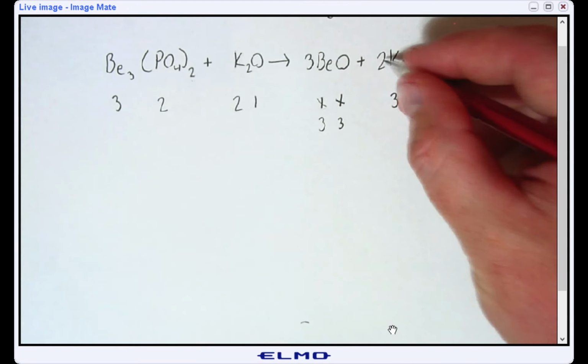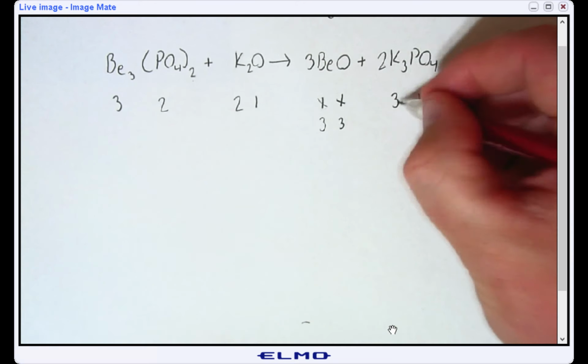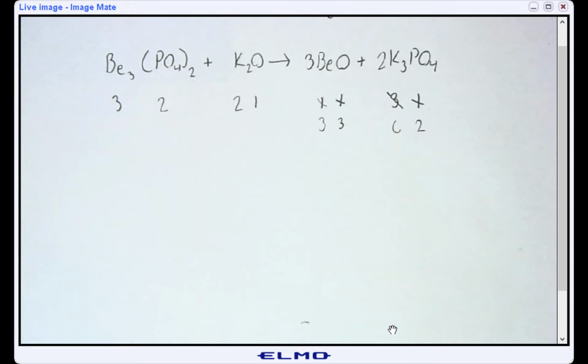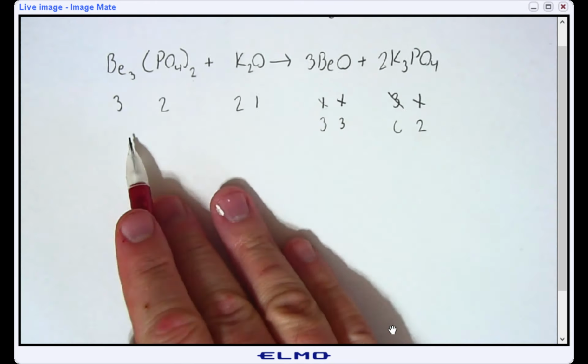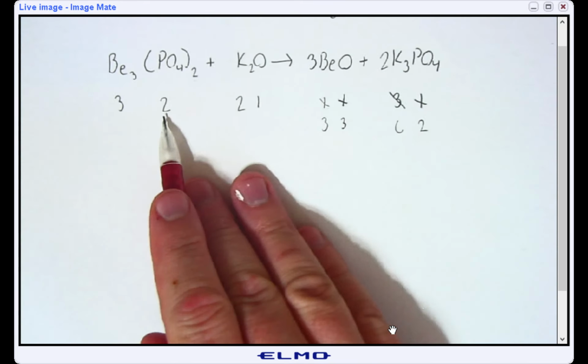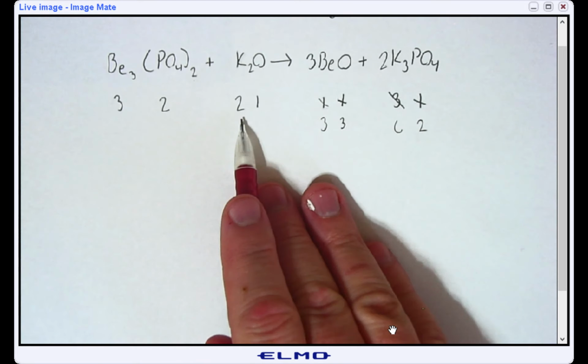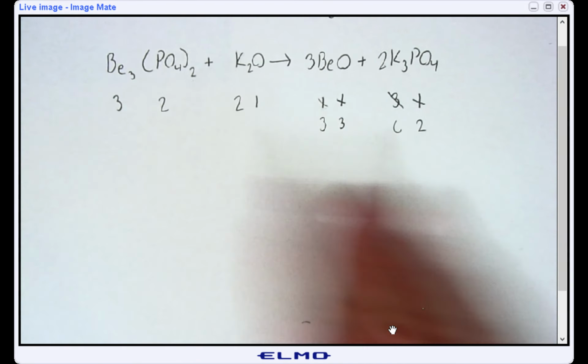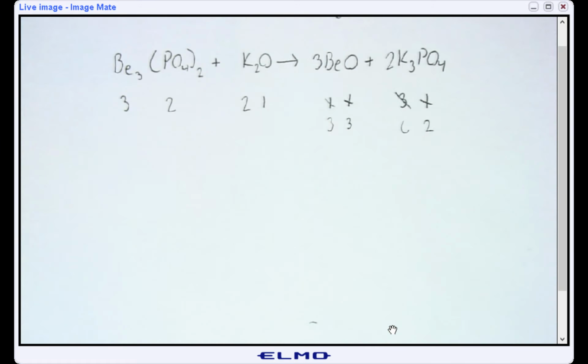Remember, this multiplies the whole thing. 2 times 3 is 6. 2 times 1 is 2. Let's recount. 3 beryllium, 3 beryllium, 2 phosphate, 2 phosphate, 2 potassium, 6 potassium. Crap, got to fix it. Well, what can 2 and 3 both go into? Well, they can both go into 6.